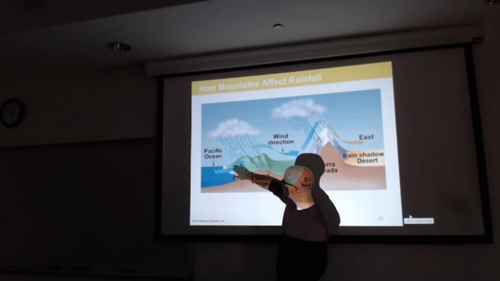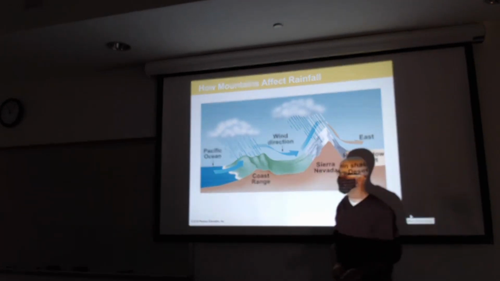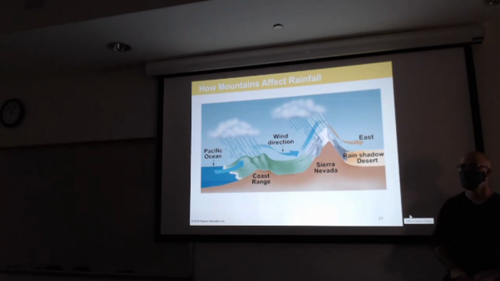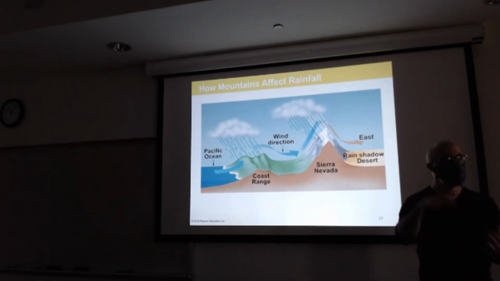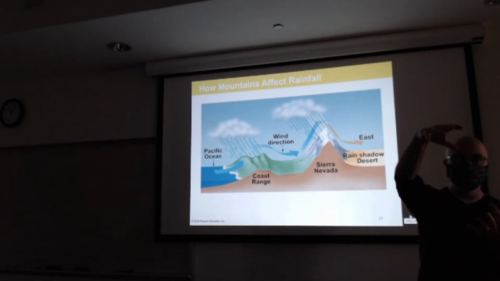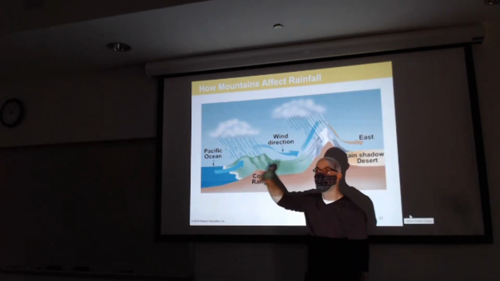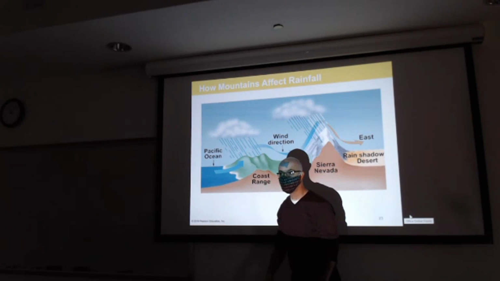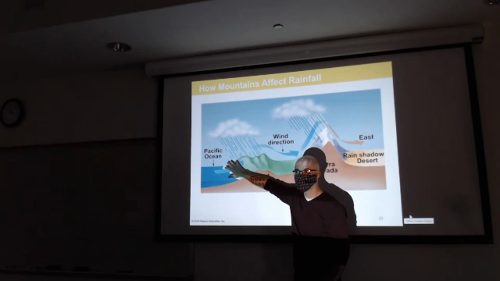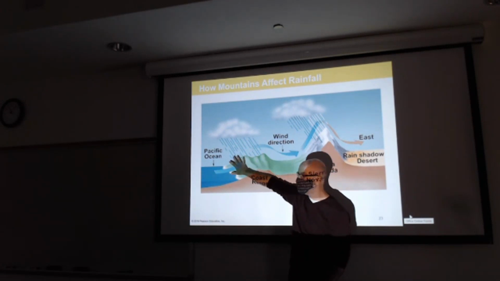As we go up the mountain, what happens to the temperature? Decreases. As it decreases, cold air holds less water. The water then falls out of the air. It's called rain, right? You know what rain is. So then what happens is that moisture is now here.